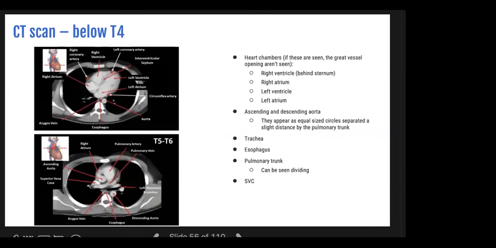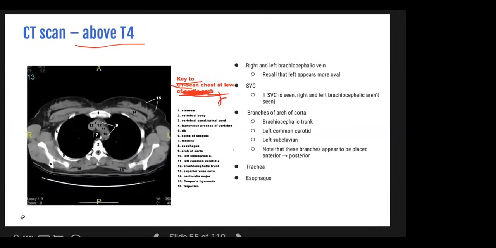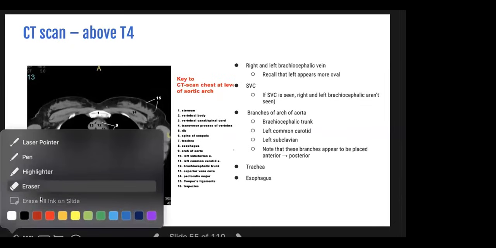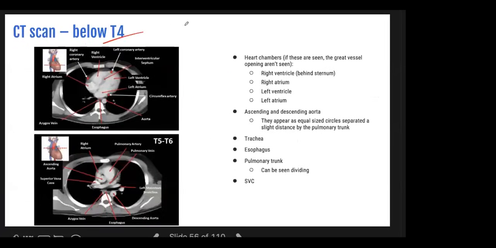So let me just cover this one more time. Anything above T4 is going to have the trachea, right? Exactly. That's the most important thing. Anything above T4 has to have the trachea. Anything below T4 has to have what? Two tubes, the bronchi. And then you can see maybe the heart, the great vessels. But anything below T4 will not have the trachea. That's the most important thing you can see.